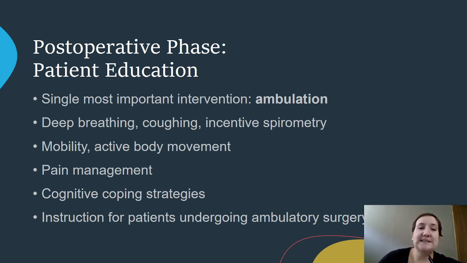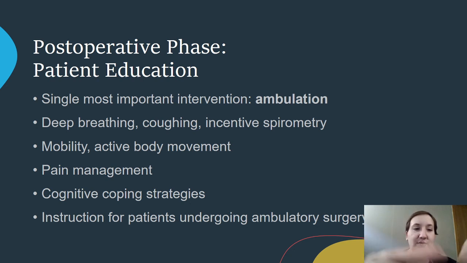Patient education. The single most important intervention is ambulation in the postoperative phase. What are the 3 most common postoperative complications? DVT, pneumonia, and constipation or ileus. Ambulation helps with all 3 of those. You can cough and deep breathe, and that's helping your respiratory system and prevention of pneumonia. You can do leg raises in your SCDs, and those help protect against blood clots, right? But ambulation hits all 3 of those, and that's why it is the single most important intervention that you can get those patients doing.